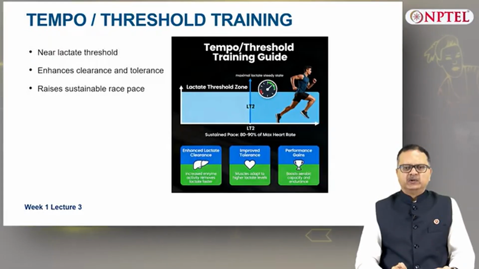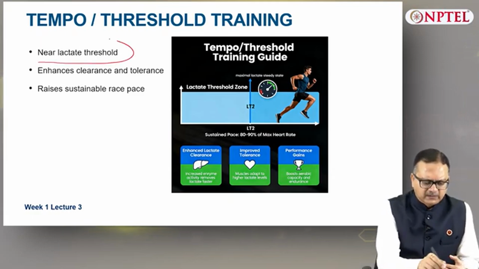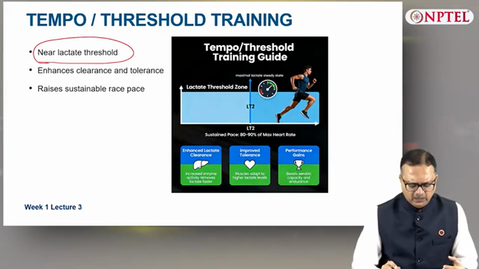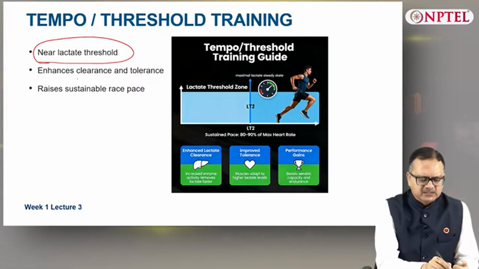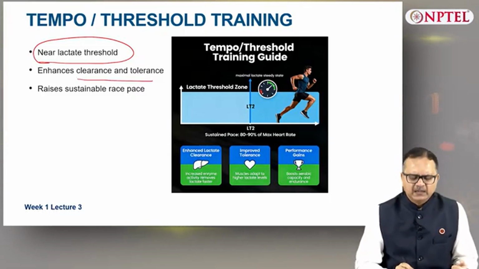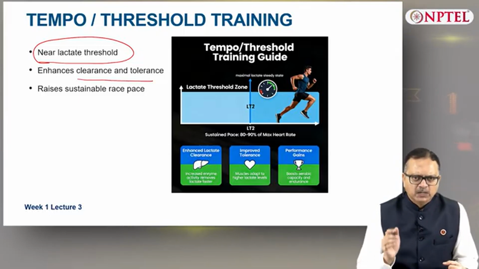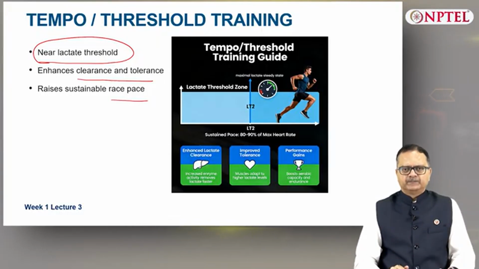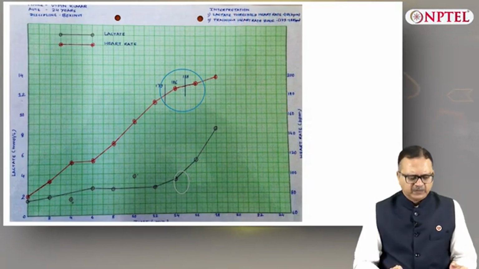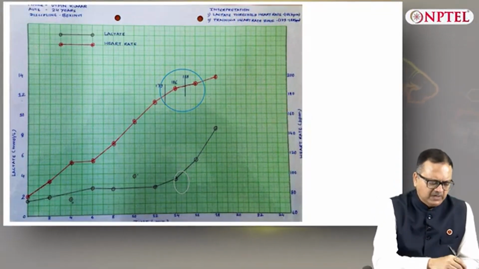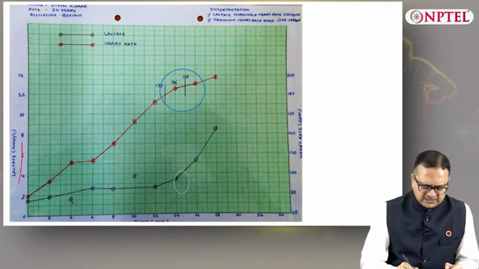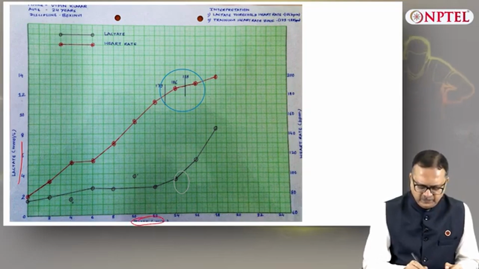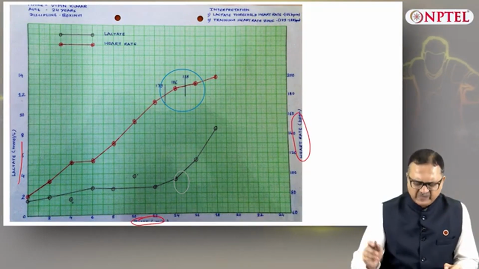Tempo or threshold training. What we are doing basically is making the individual train near the lactate threshold. This will enhance the lactate clearance and the lactate tolerance, and the individual will be able to improve the race pace. Now, how does this work? Now, this is a graph which shows the blood lactate level versus time and heart rate on this axis.